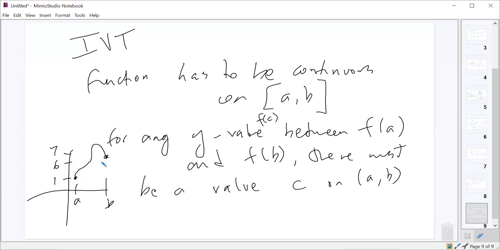And oftentimes, this will be used to prove that there is an x-intercept of a function on a specific interval. So if f of A is negative and f of B is positive, or vice versa, and the function is continuous, we know that there must be a place where the function crossed through the x-axis because we went from a positive to a negative value. Is that good for everybody on the IVT?